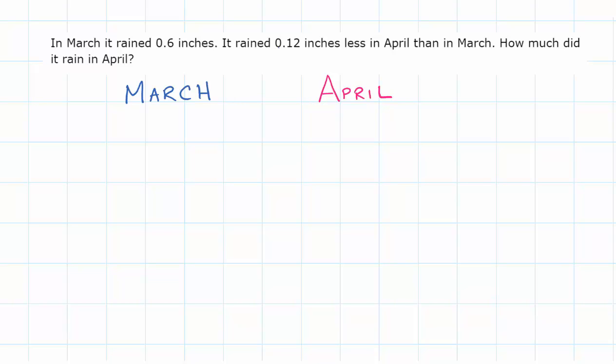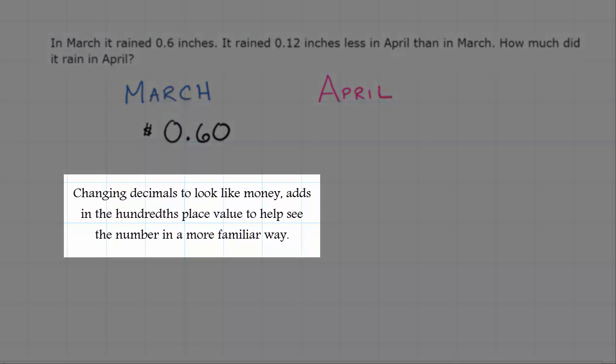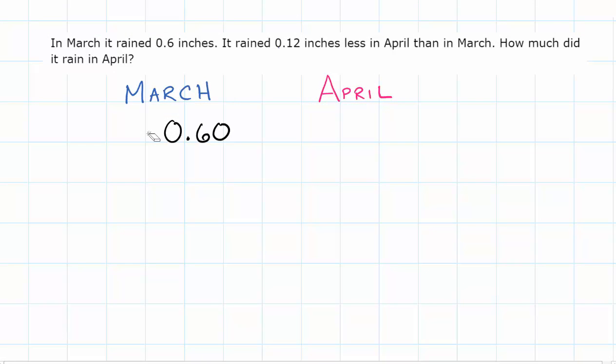But again, since we're talking about rain, I'm still going to go back to money because that's what I know. And 0.6 as an actual number or dollar amount would look like 0.60. Now I can erase the dollar sign once I write that down, but I know that I have what looks like 60 cents. Now it rained 0.12 inches less in April. So that means we want to subtract 0.12 from our 60 cents that we have. So if I take March's amount and subtract 12 cents, I'm going to get the total of how much it rained in April.